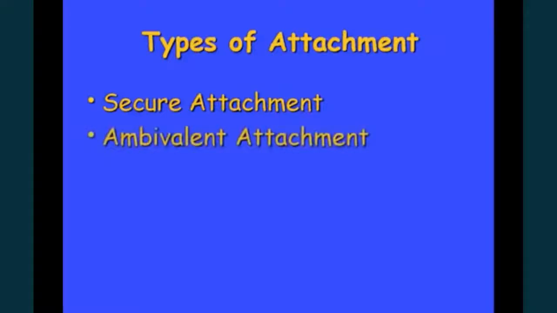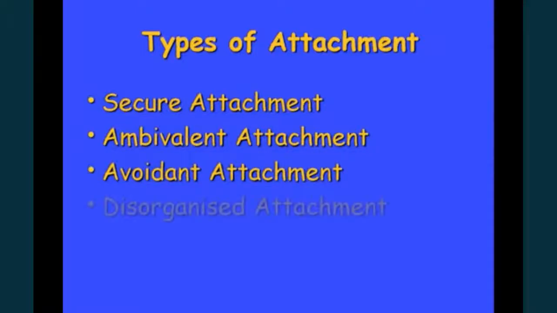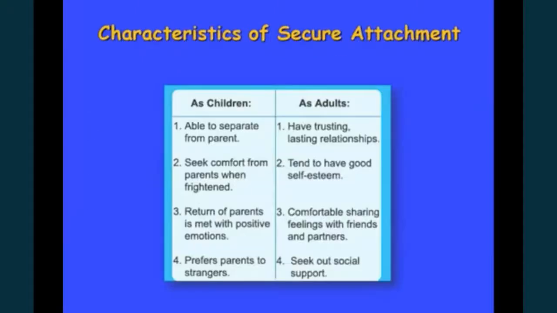So let's have a look at the types of attachment that Bowlby talked about. Well, the first one is called secure attachment. The second he called ambivalent attachment. Then he went on to coin the phrase avoidant attachment. And finally, disorganised attachment. And as the presentation moves forward, I'm going to be expanding on these ideas.